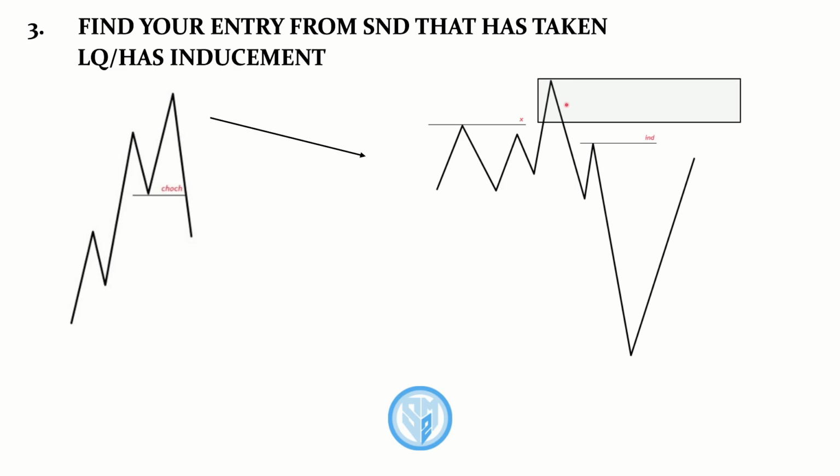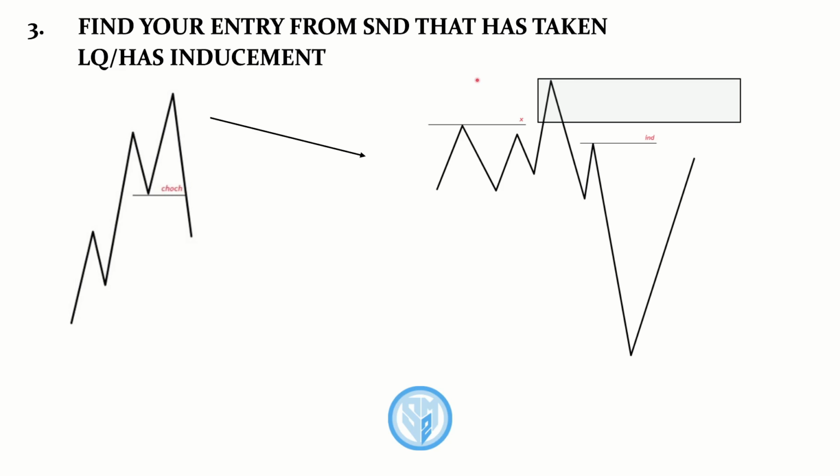Okay, so the key thing is, after I've seen my change of character, for my entry zone, I'm looking for a zone that has swept liquidity and that has inducement. Okay, swept liquidity and has inducement, exactly like this that we have here on the chart. And I can look at this on the 15 minute, the 30 minute, the 10 minute, the 5 minute, whatever opportunity presents itself, I can be looking for this. All right, you don't want to go too low like the 1 minute, because the win rate isn't as great. You want to be sticking to the 15 and the 30 minute.